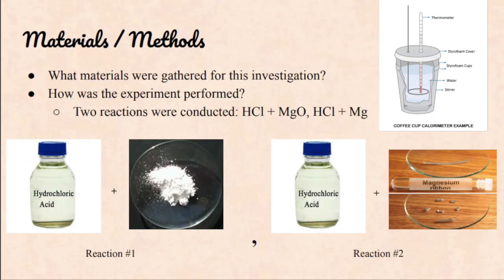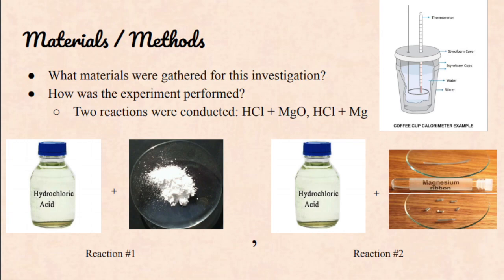Hi, I'm Caitlin Loeza. I'm going to be talking about the materials and methods that were used to perform this experiment. The materials included hydrochloric acid, magnesium ribbon, magnesium oxide, a colorimeter, which was basically a styrofoam cup, a temperature probe, a scale, and lastly, a 50 ml graduated cylinder. The experiment was performed by conducting 2 reactions, one which included hydrochloric acid and magnesium oxide, and the second which included hydrochloric acid and magnesium ribbon.